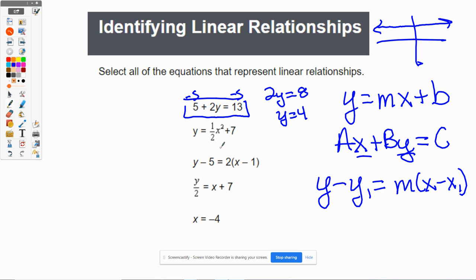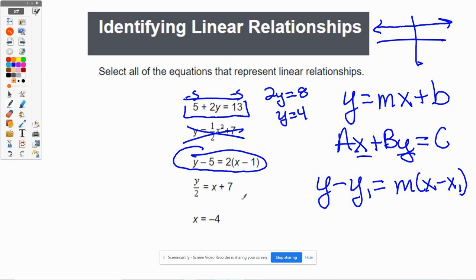How about this guy? Is this a line or a linear relationship? And the answer is no, because none of these formulas have an x squared in it. How do you feel about this guy? y minus 5 is 2 times (x minus 1). This looks just like point slope. This definitely is linear.